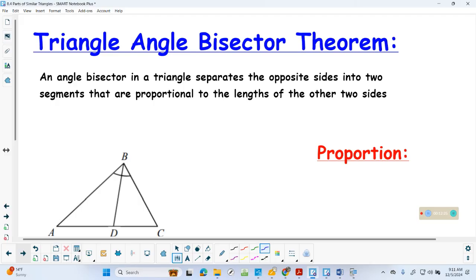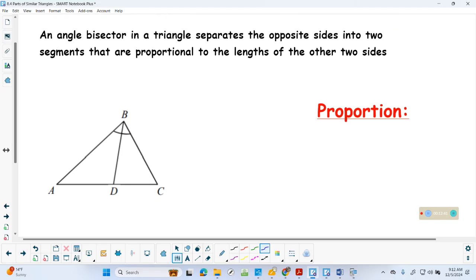So last thing I have to show you for this chapter. Here we go. Quiet and listening. So angle bisector in a triangle separates the opposite sides into 2 segments that are proportional, man, this is a mouthful, to the lengths of the other 2 sides. So angle bisector, of course you have those 2 congruent angles. So first off, you're looking at the opposite sides.